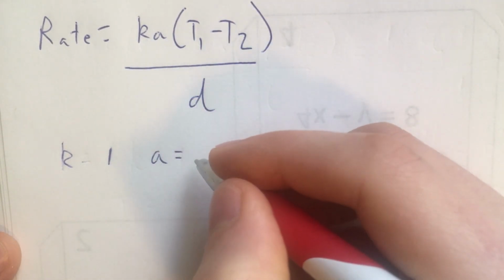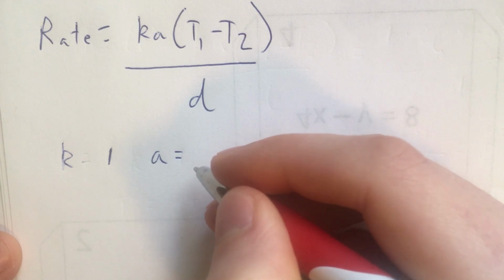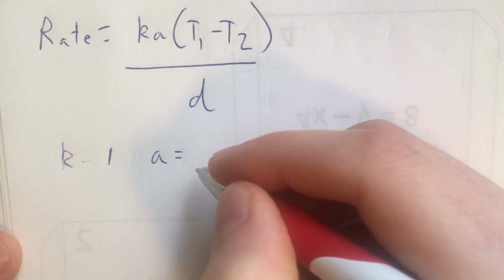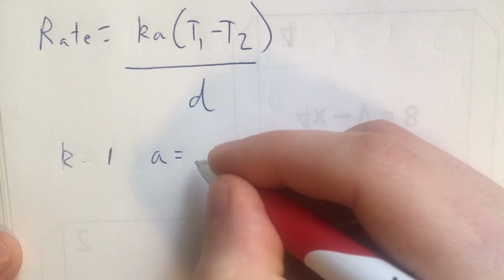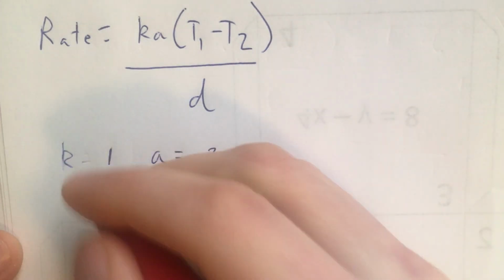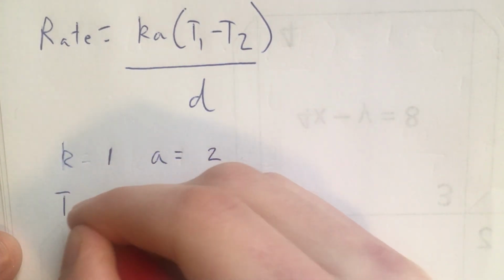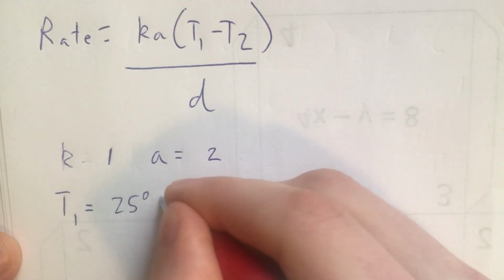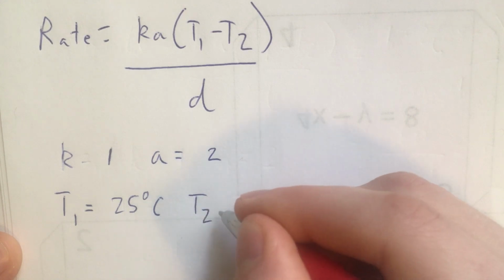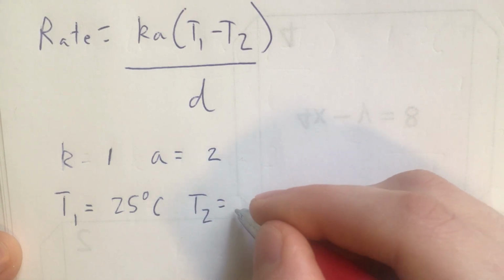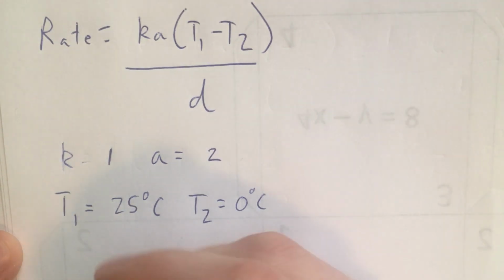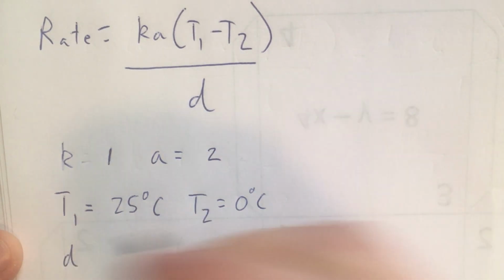A is the area, and heat is being transferred through this glass, and it has an area, we were told, of 2 square meters. T1, let's just use the first temperature that was given to us, and that's going to be 25 degrees Celsius. And then T2 is the second temperature that was given to us, and that's going to be 0 degrees Celsius.